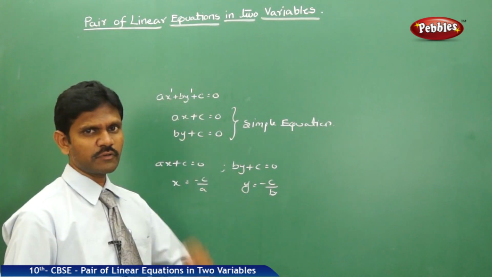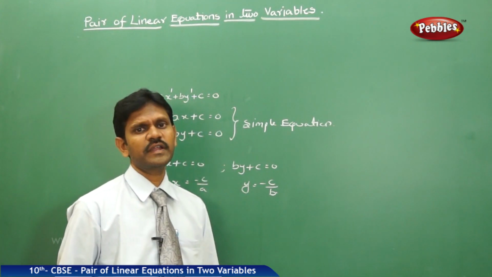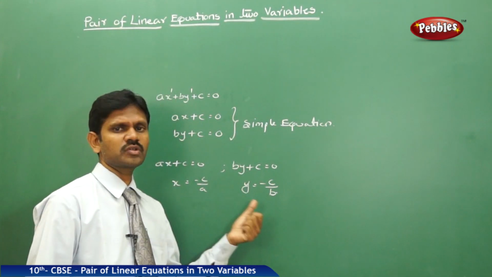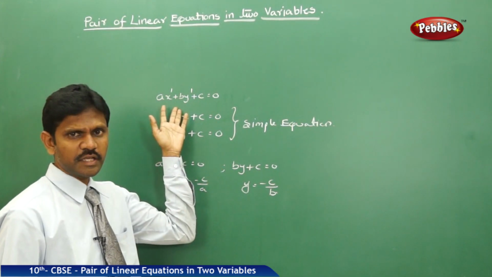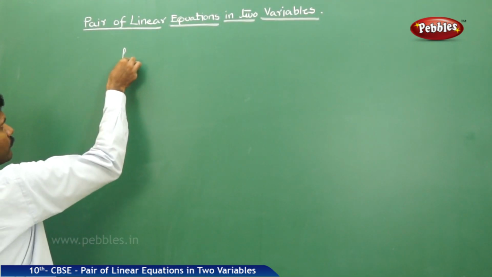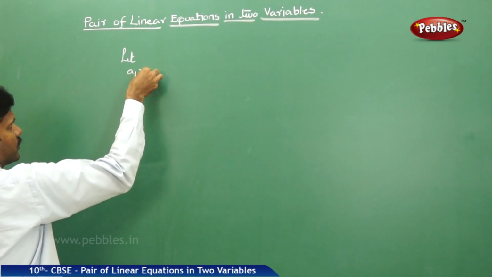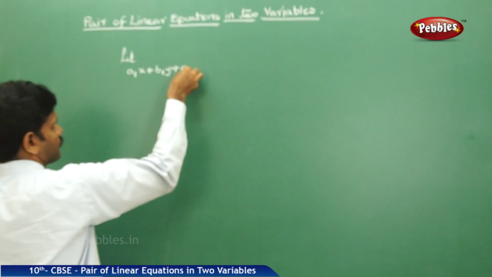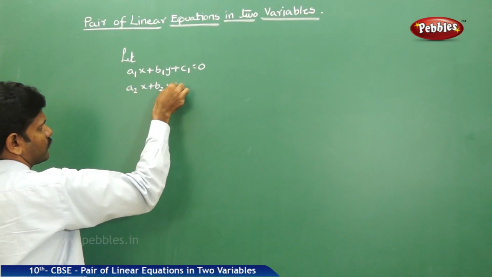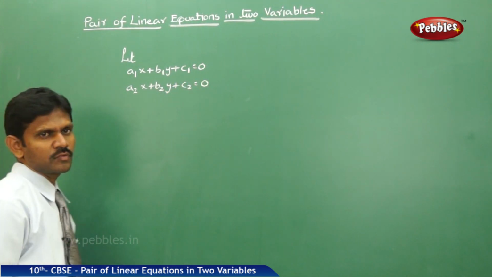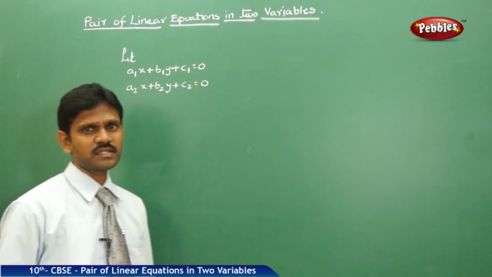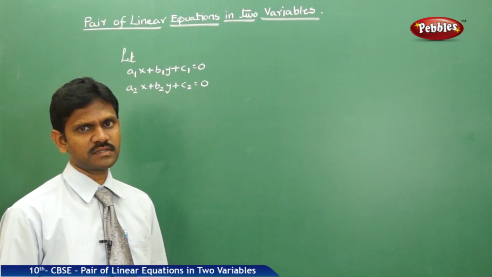Then what about a linear equation? A linear equation has infinitely many solutions. What we learn from this is a simple equation has a unique solution and a linear equation has infinitely many solutions. Let a1x plus b1y plus c1 is equal to 0, a2x plus b2y plus c2 is equal to 0 be two linear equations. Then immediately three different cases can arise here. What are the three different cases?